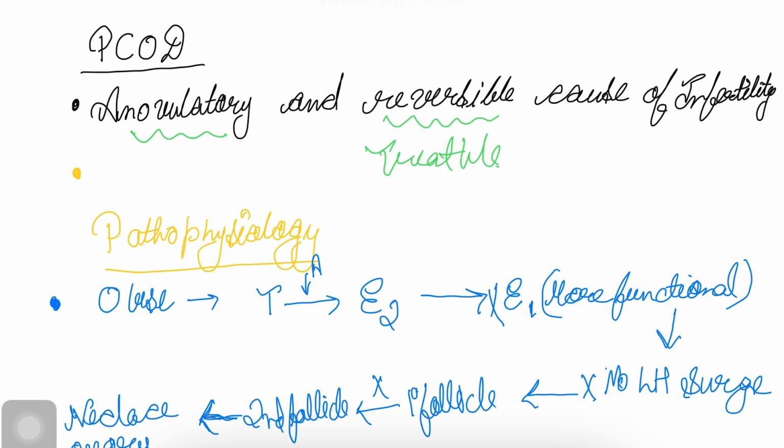Now the pathophysiology of PCOS. What happens? Mostly the patient is obese. The patient can be obese or not obese, but mostly the patient is obese, and there is peripheral conversion of testosterone into estrogen by the enzyme aromatase, and the estrogen formed is E2.